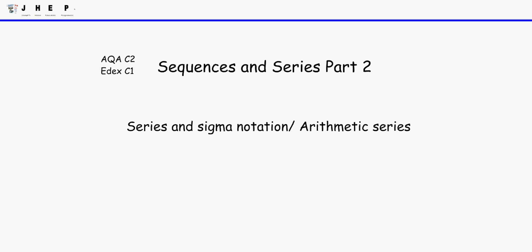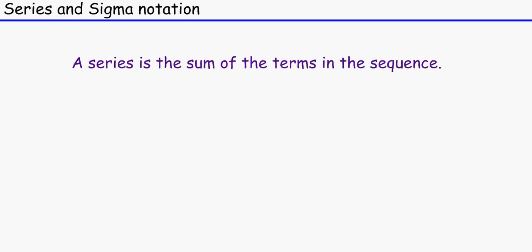So first of all, we come to series and sigma. If you remember from the first part of the lesson, we had some sequences and we tried to find the general term for them. But if we wanted to add them up, there is a special notation for series, because a series is the sum of the terms in the sequence, and that is notated by Sn. S standing for series and n standing for the number of terms.